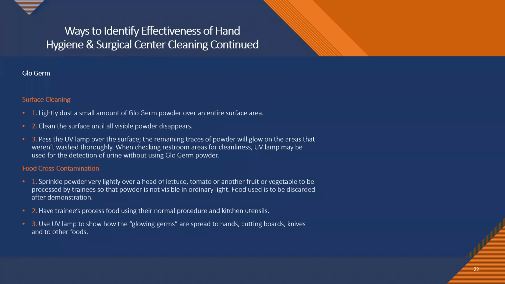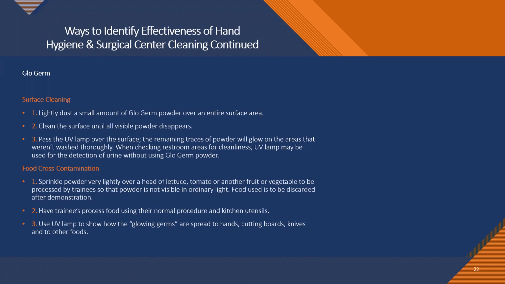When checking restroom areas for cleanliness, a UV lamp may be used for the detection of urine without using glow germ powder. Interestingly enough, a lot of times if you just do a small spot on a counter, on a door handle, on a light switch, or underneath your operating table to make sure that they're cleaning consistently, you only need to do it maybe once a month or in a different area at different times, but you're able to track whether your cleaning people are doing what they need to do appropriately.